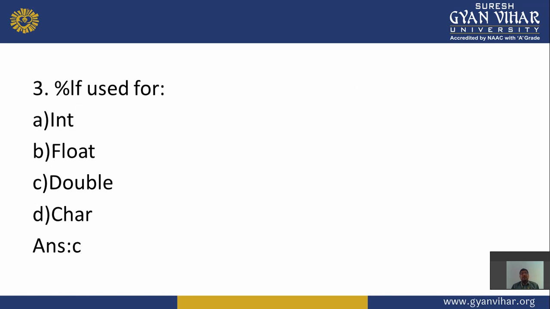Now, what is %lf used for? When you use scanf and printf and you want to print the value of any variable, then we use %d, %f, %lf, %c. So for the double we use %lf, which means long float. That is the short form of it. So the answer is C.